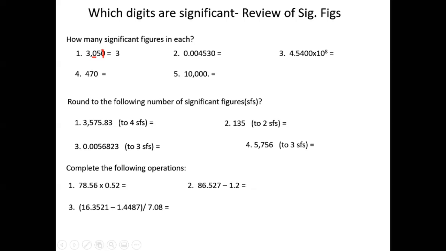We move to the second number. Here we have a number less than 1, and the zeros before the first non-zero number are insignificant, so we can mark those off. The non-zero numbers are significant, and this 0 is significant as well because there's a decimal point. So this is 4 significant figures. Next, we have a number in scientific notation. All digits in scientific notation are significant, so this has 5 significant figures.